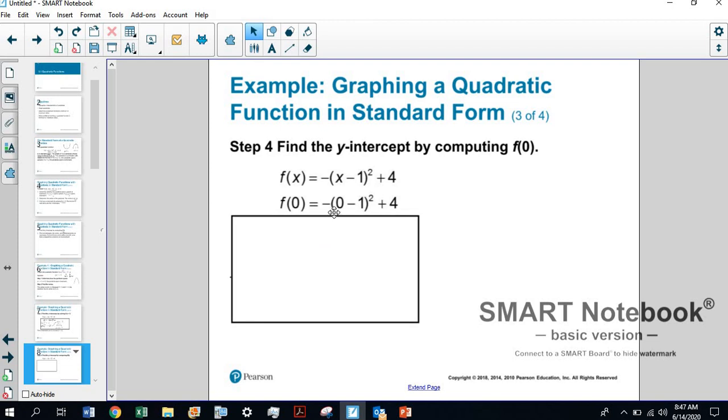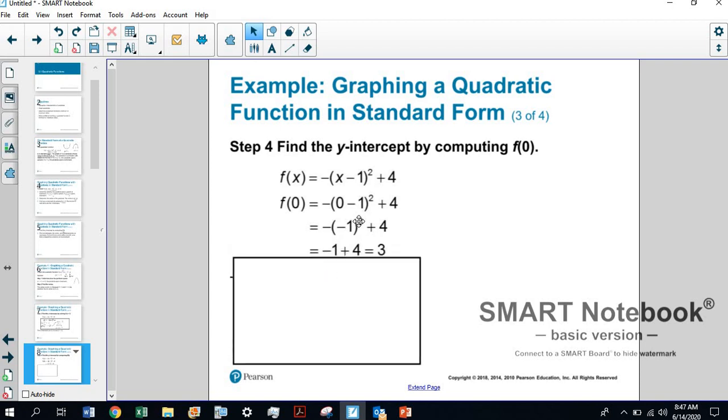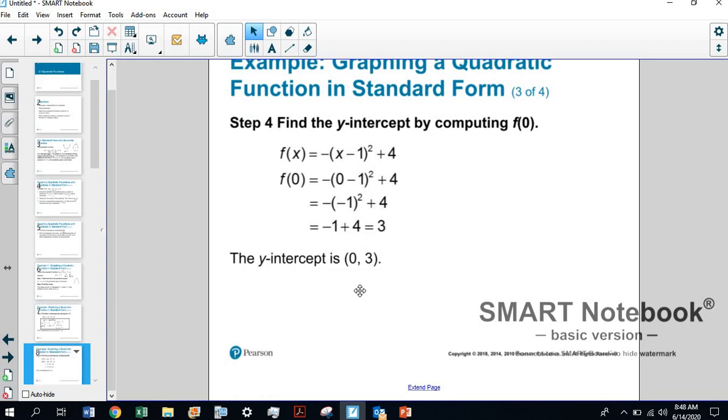F of 0 is negative (0 minus 1) squared plus 4. 0 minus 1 is negative 1, and we do the negative 1 squared inside the square first. This negative out front doesn't affect it at all yet because of, please excuse my dear Aunt Sally, PEMDAS. We've got to do the exponents before we do the negatives. And so we get negative 1 squared, which is positive 1 with a negative out front. So we get negative 1 plus 4, which is equal to 3. And so the y-intercept is 0, 3.